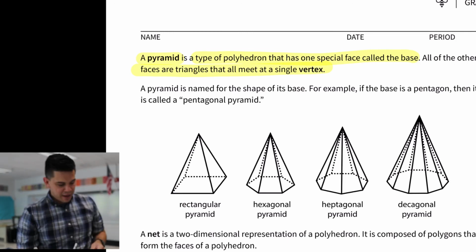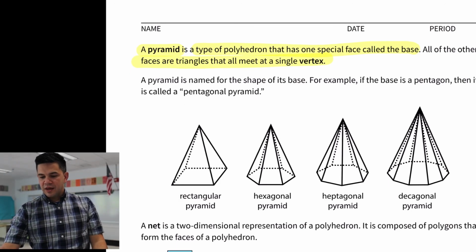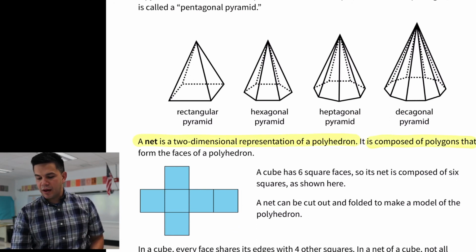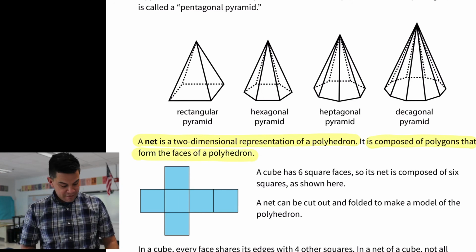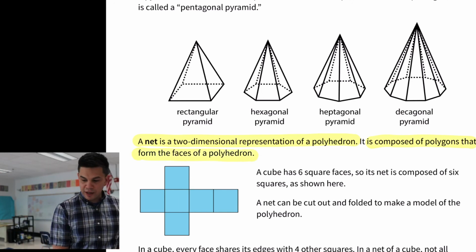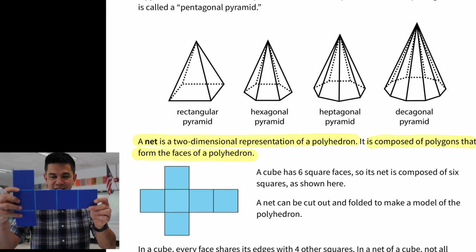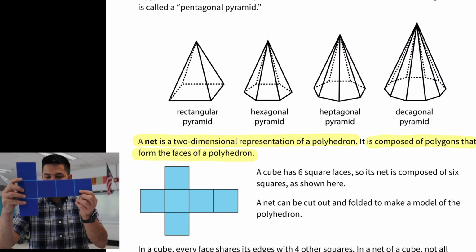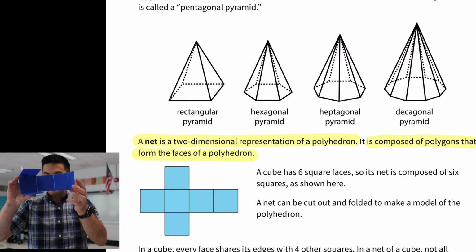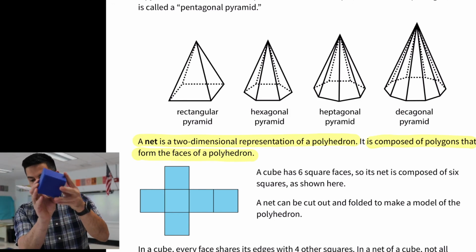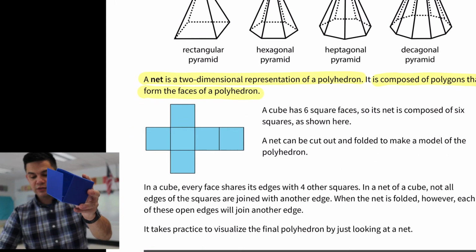And then finally, you have a net, which is a two-dimensional representation of a polyhedron. It's composed of polygons that form the faces of the polyhedron. In here we have the example of the cube, of course, with the 6 faces, 1, 2, 3, 4, 5, 6, and it's composed of 6 squares. You can cut them out and fold them and put them together to make a model of a polyhedron.